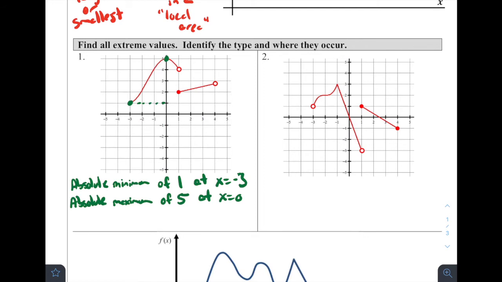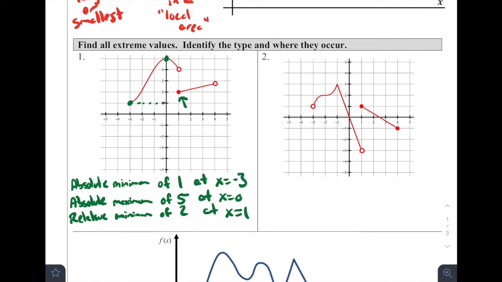What other minimums or maximums do we have? We also have this point right here, which is interesting. We can define that as a relative minimum because it is lower than all of the points to the right of it and lower than all of the points to the left of that. So that would definitely be a relative minimum as well. So a relative minimum of 2 occurs at x equals 1. And that's about it. There's no more maximums or minimums on this particular graph. No more extrema or extreme values.